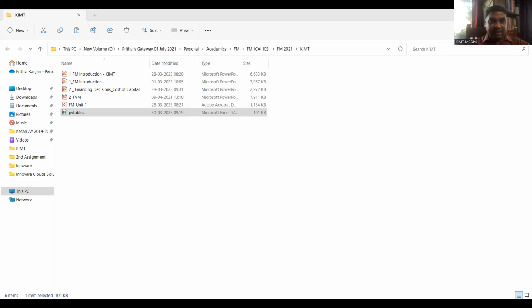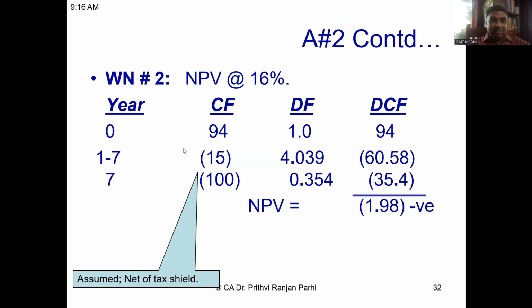You see, for 7 years, the period, 16%, the factor is 0.354. These two factors are important for us. Now, let me show you the PPT you see. And that is why we are multiplying this 15 rupees with 4.039 and 0.35.